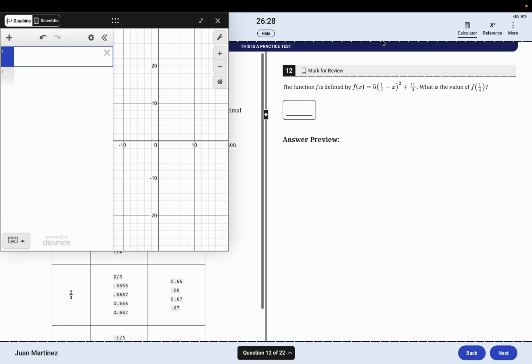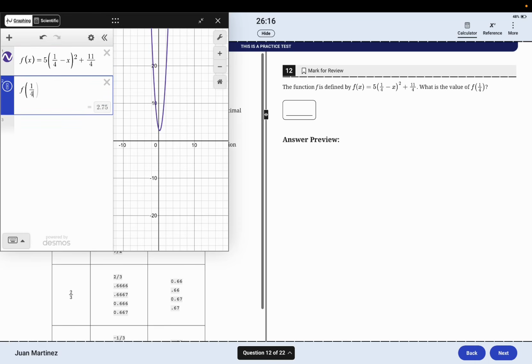And then, this one we just plug in our equation here. 1 over 4 minus x, square that, plus 11 over 4. Then it's asking us what is 1 over 4. It's 2.75. Can that be turned into a fraction? Okay, yeah, it can. 11 over 4. So that is our answer. Simple enough.